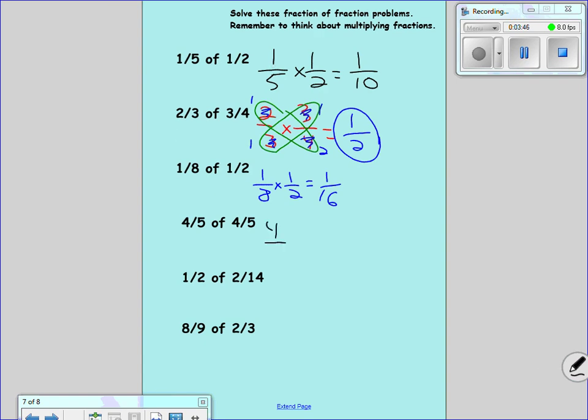4/5 times 4/5. Would it make sense to cross-reduce? The 5 and the 4, nothing. The 4 and the 5, nothing. So let's just multiply across. I have 16 over 25.